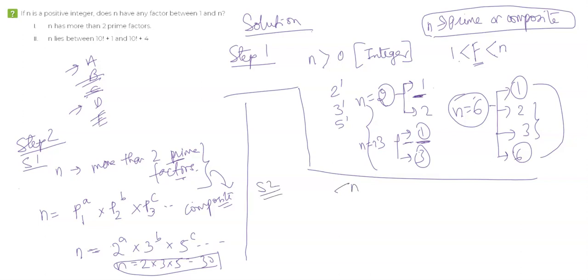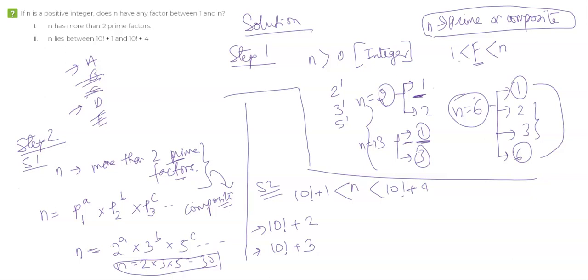So n lies between 10 factorial plus 1 and 10 factorial plus 4. Now we know that n is an integer. So if n lies between 10 factorial plus 1 and 10 factorial plus 4, n can be either 10 factorial plus 2 or 10 factorial plus 3, right? It cannot be 10 factorial plus 4. It can only take these two values. Now look at this and think, is n a prime number or is it a composite number?